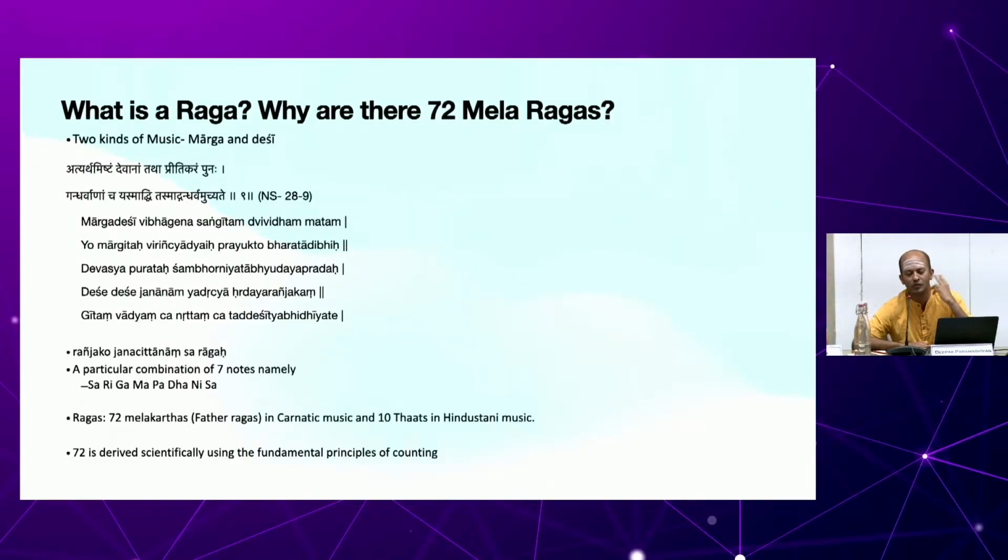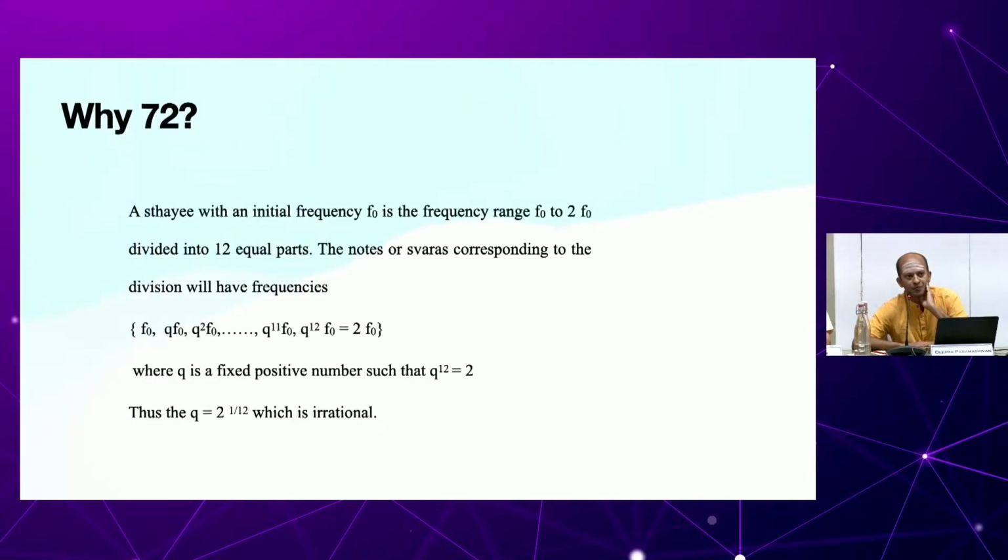Even for someone who came up with the system of 72, Venkatamakhi himself says 29 are enough for all practical purposes, but it's of theoretical importance. It's actually a beautiful idea how he came up with the number 72.